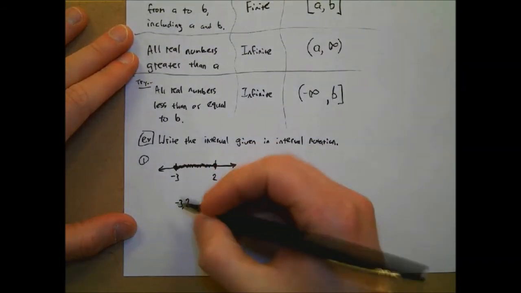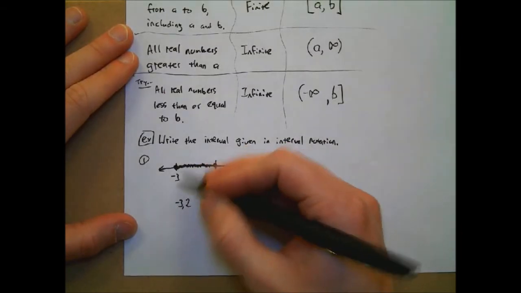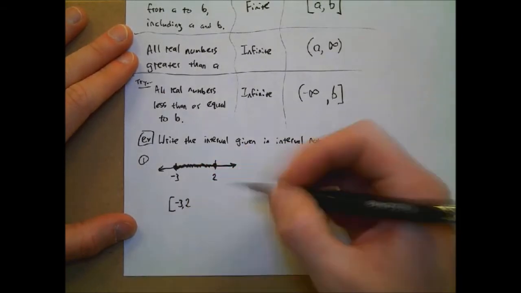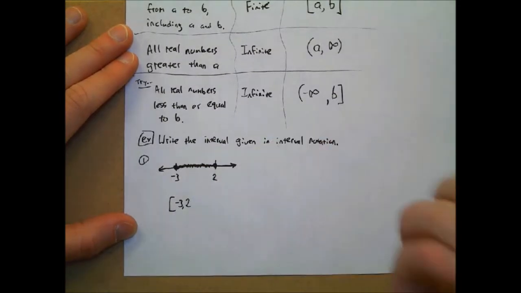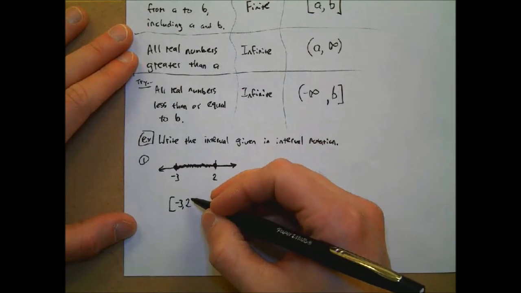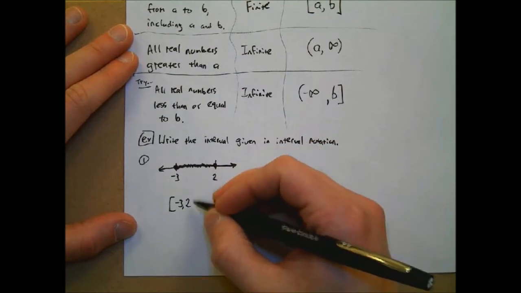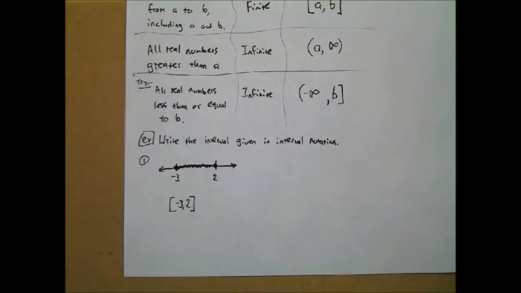Do we include the -3? Yeah, what about the graph gives away that we do include the -3 there? Yeah, it's filled in, right? And then the 2, do we include that or not? Yep, again, filled in point there. Okay, it's a filled in circle, we include it, right? And all the stuff in between gets included too. Okay.